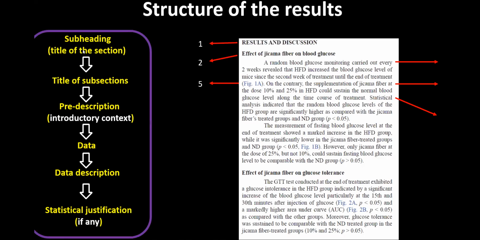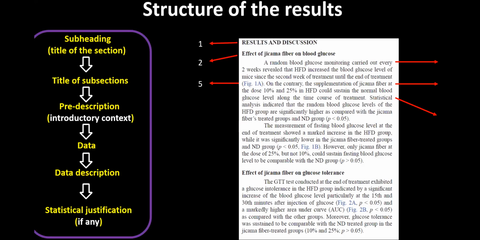The first is the subheading, the title of the results, and then the title of subsections. After that, the pre-description, a kind of introductory context, where you put one or two sentences as a preliminary introduction before you present the data. Then you show the data, the captions of the data, the number and the information about the data, followed by the data descriptions.